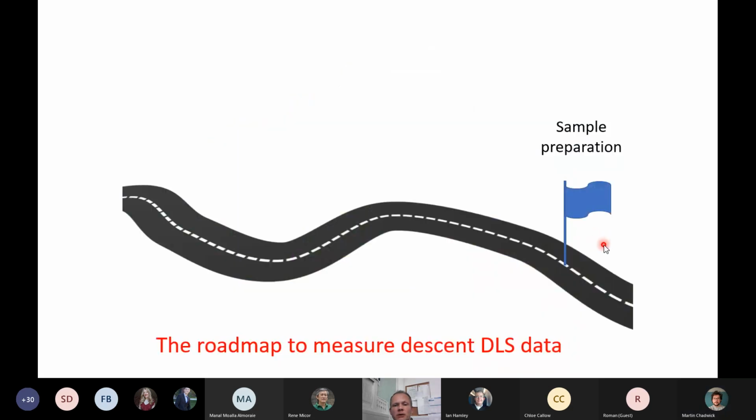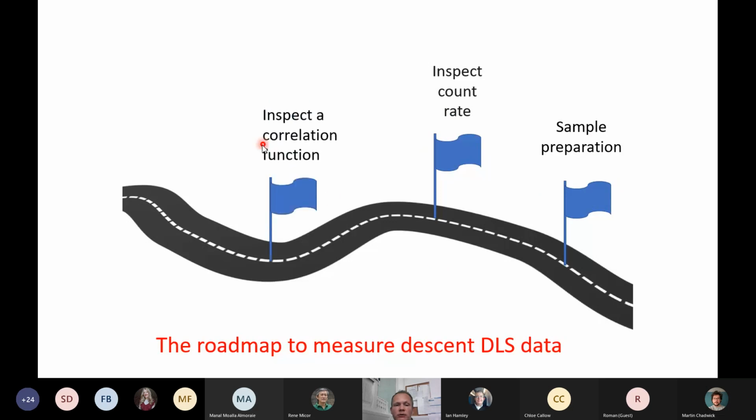Sure. Okay, so just how to measure decent DLS data. First, you have to prepare a decent sample. You should start with the sample preparation. Then you should inspect the count rate, then inspect the correlation function, and then inspect the distribution function.